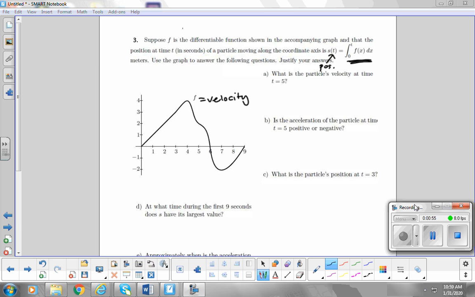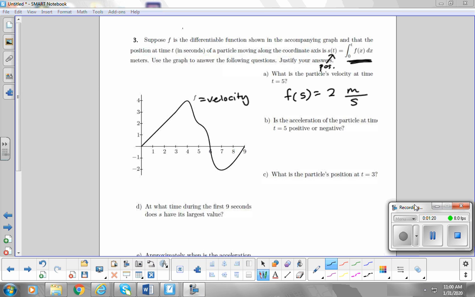So is it just 2? So what is the velocity at time 5? 2. F of 5 is 2. What are the units on it? We don't know. It doesn't tell you. It says meters at the bottom. Meters per second. Meters per second is velocity.